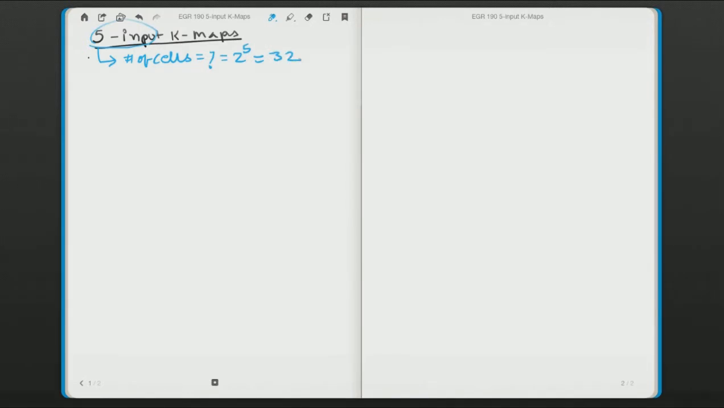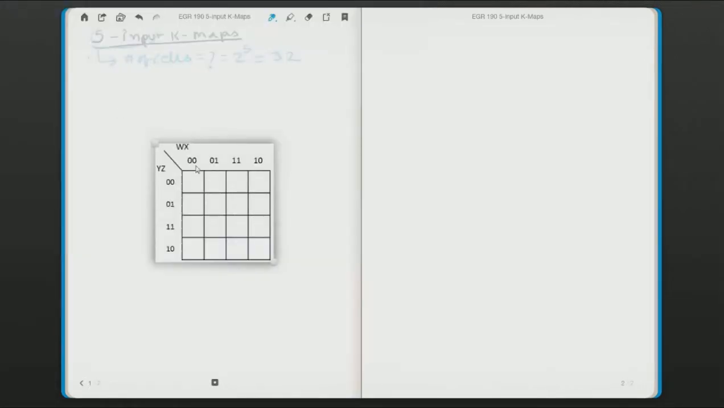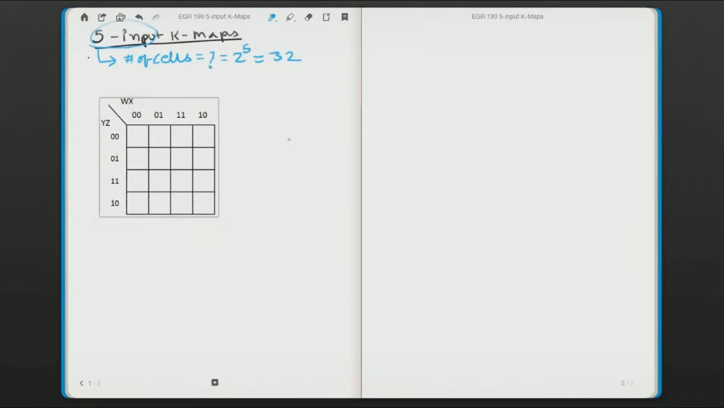So earlier, what we had was a simple 4-input K-map, and when we moved from 3-input to 4-input, we mirrored this image. We took the top 8 cells and mirrored them to get the bottom 8. We mirrored the top 8 with the bottom 8 cells, and essentially we got a 4-input K-map, right?